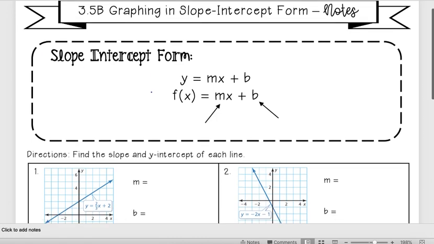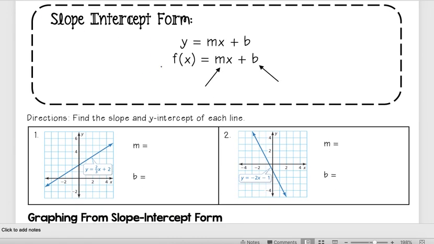So first, just a reminder, we have our slope-intercept form, and that is y equals mx plus b. And again, another way that we can write y is f of x, and we learned that in our last unit. So for some of these you may see f of x instead of y. That's okay, they mean the same thing. And so again, just a reminder, the m stands for our slope, and the b stands for our y-intercept.